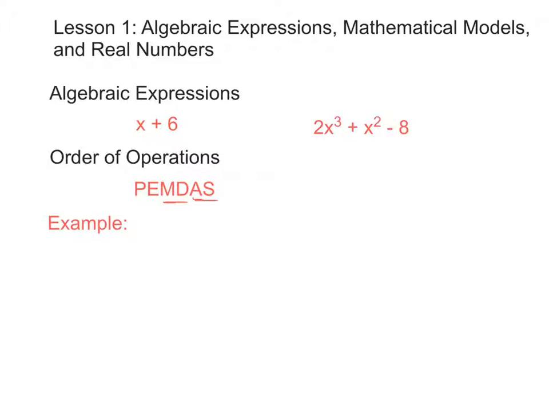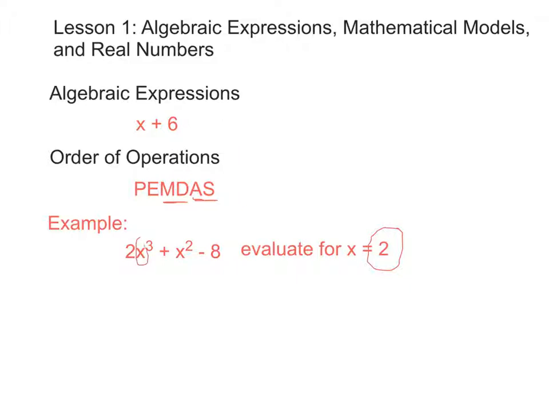So now let's look at a particular example. Let's say I take one of my examples up here, the 2x to the third plus x squared minus 8. So let's say I want to evaluate that expression for x equals 2. So basically all I'm going to do is take the value 2 and substitute it for x in this expression. So I'm going to substitute it for the first x as well as the second x.